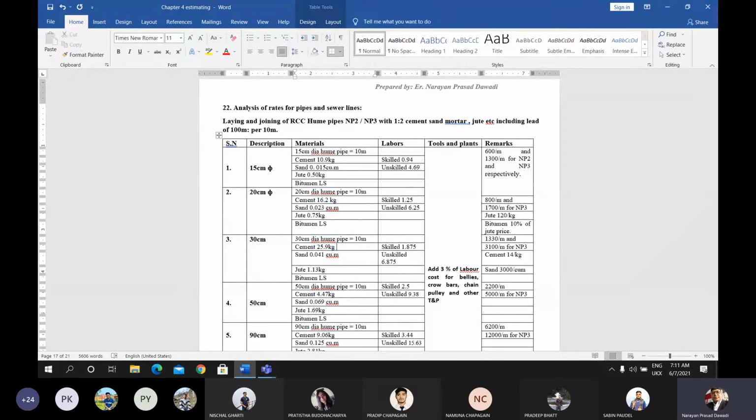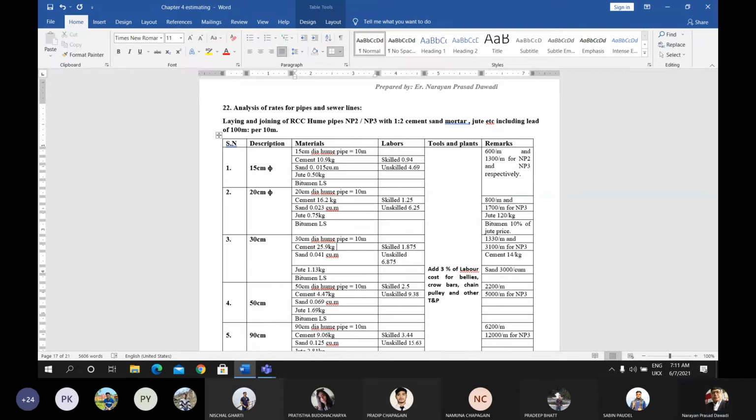Bellies, crowbars, chains, pulleys, and other tools and plants for lifting and placing of the concrete pipe, which is very heavy in comparison to the PVC pipe or in comparison to the GI pipe. It is very heavy, so we need the tools and plant. For tools and plant, 3% of labor cost is provided.